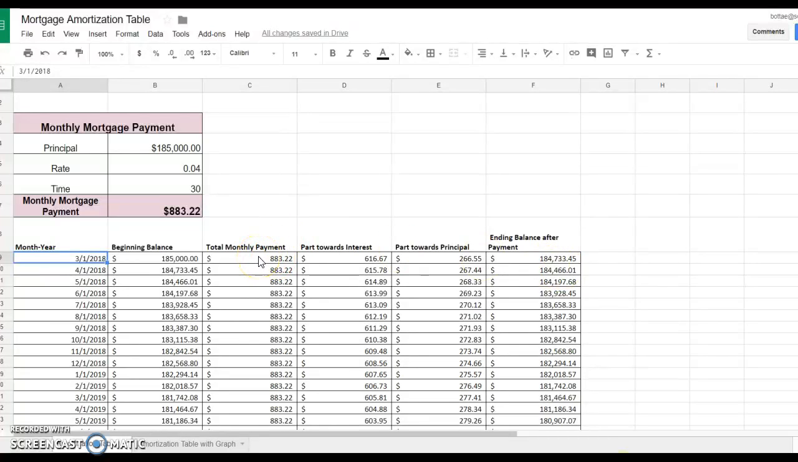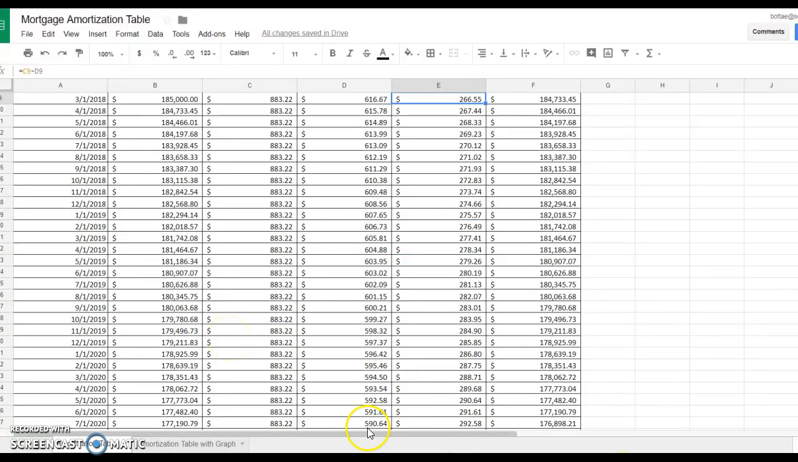This calculator shows you what amount goes to your total monthly payment, what amount goes towards interest, and what amount goes towards principal. So you can take a look at these numbers. You can try to find the point at which these 2 columns are equal, where the amount you're paying towards interest is equal to the amount you're paying towards principal, and then thereafter it flips.